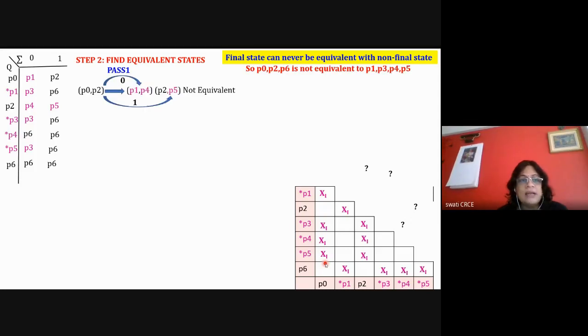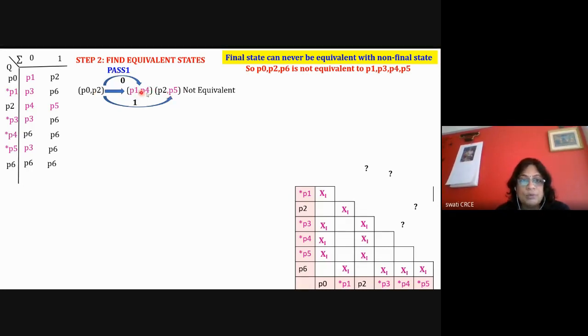So how do I check? I'm taking the first pair P0 and P2. Now P0 with 0 is P1, and P2 with 0 is P4. So I'm writing that pair. Then P0 with 1 is P2, and P2 with 1 is P5. So I'm writing that pair also. Now I have to observe both the pairs. Here both are finals. So I can say that if P1 and P4 are equivalent, then P0, P2 may be equivalent.